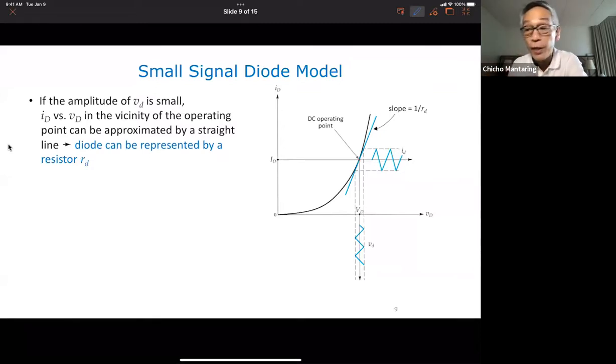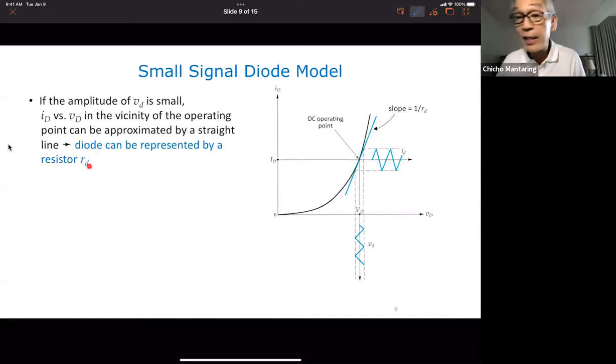So what I can do is, instead of using the diode characteristic curve here, I can just use this blue line. In which case, because this is a straight line, the diode can be represented by a resistor R sub d.